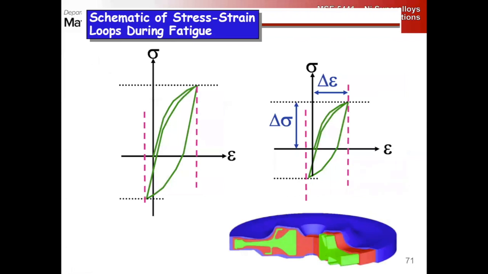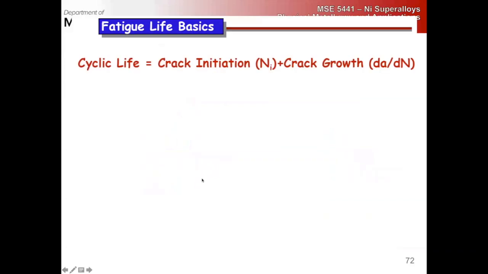Fatigue, of course, we're thinking about cyclic loading, right? And this is just one simple path. As you do multiple cycles, the area of this curve will change, and there's going to be some hysteresis in the process. If we think about it, the life is going to be limited by the number of cycles until crack initiation, and then the crack growth rate, which is the elongation per cycle.